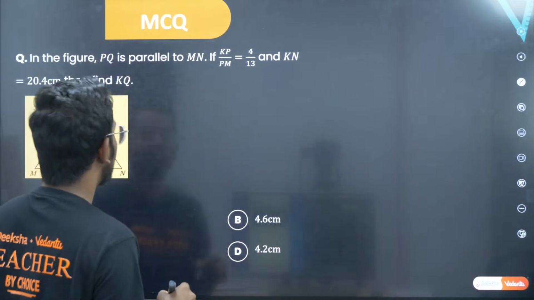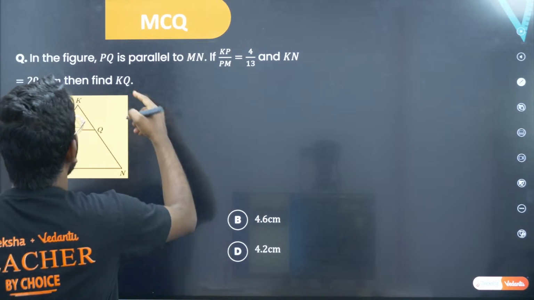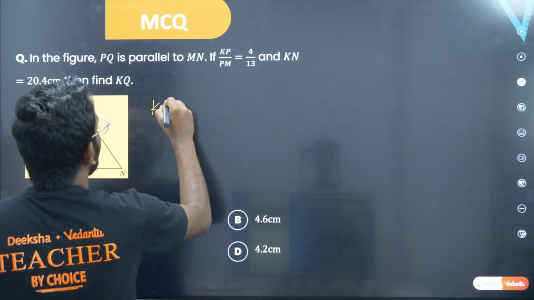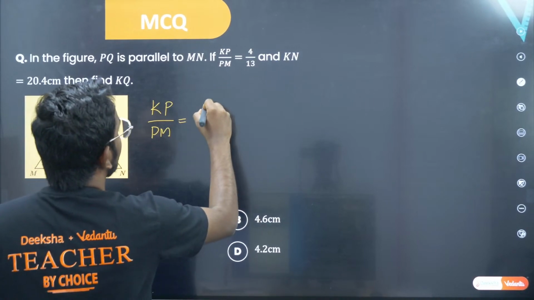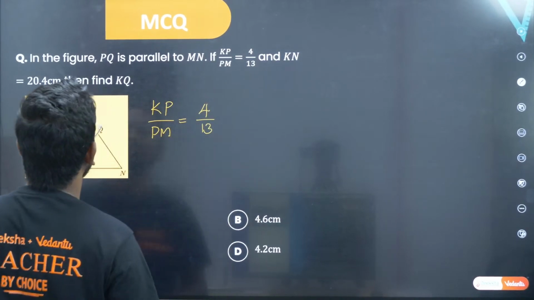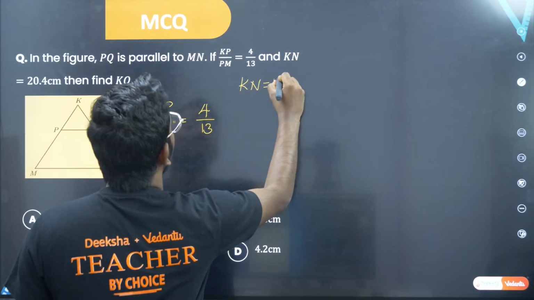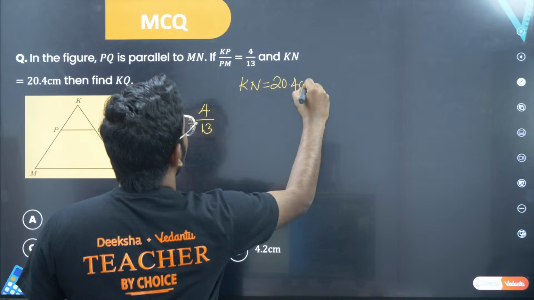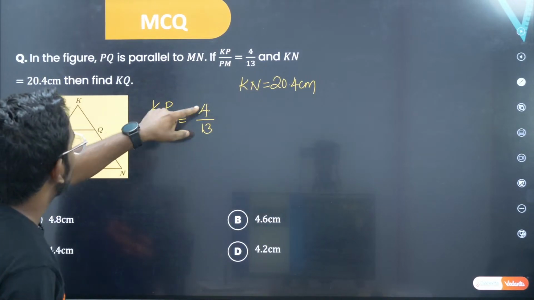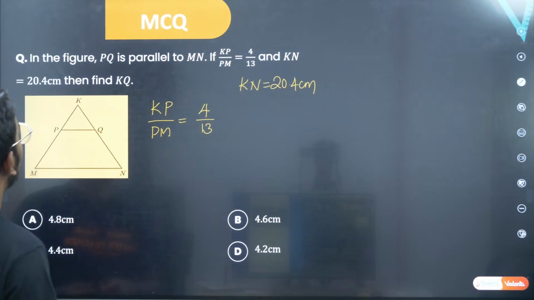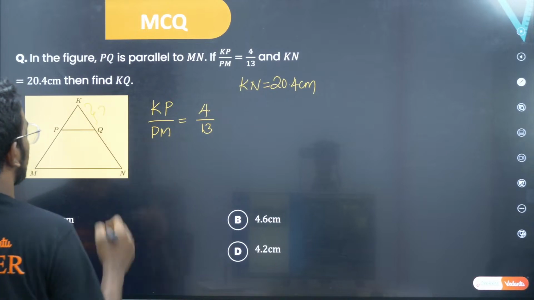Now we'll start with this part. KP by PM is given to be 4 by 13. KN is also given, KN is 20.4 centimeters. So this whole thing is around 20.4 centimeters and this ratio is 4 by 13. My job is to find KQ, which is unknown here.